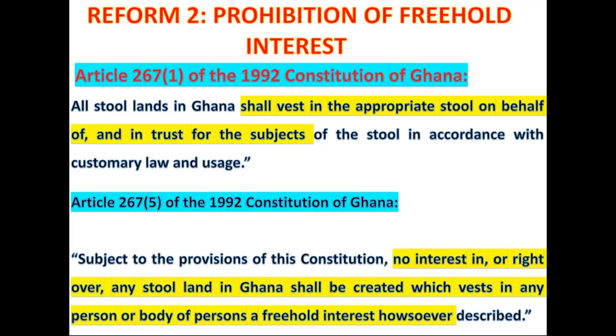Now, because of this trusteeship concept, Article 267 Clause 5 says that because you are just a trustee, you cannot create a freehold interest in the stool land. Because think about it, if you are a trustee and as the occupant of the stool, you are supposed to be holding the land for yourself and then in trust for the subjects of the stool. How on earth would it be wise for you to create a freehold and give the land to, let's say, a stranger who can hold it forever? What will happen to the people who are born 50 years to come? What land will they have?